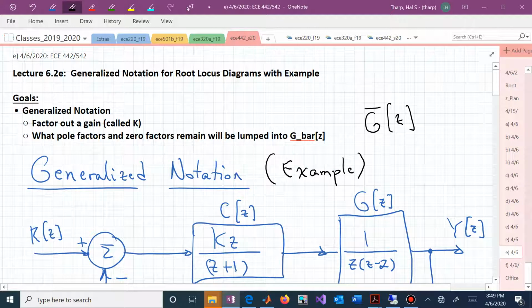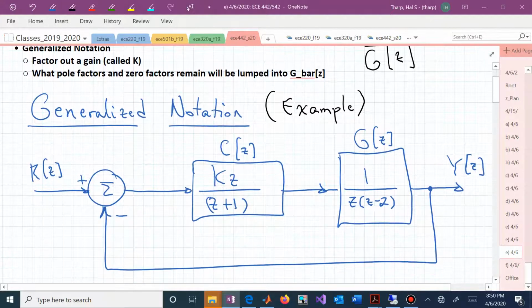When we pull all of the pole and zero factors from the controller and the plant, collect those into this generalized transfer function G bar, and isolate the gain K, that puts us in the standard form or standard structure for the root locus sketching. Here is our generalized notation via an example.